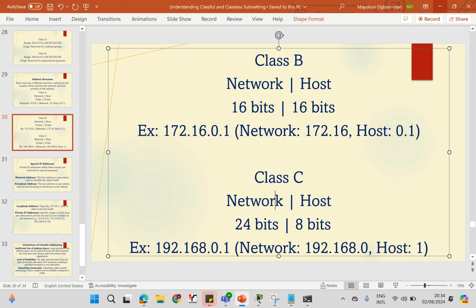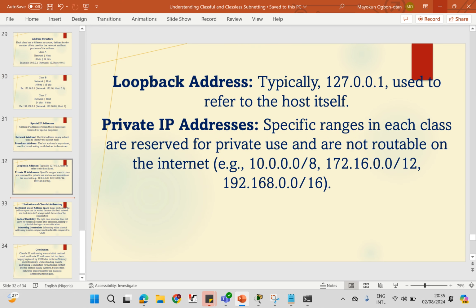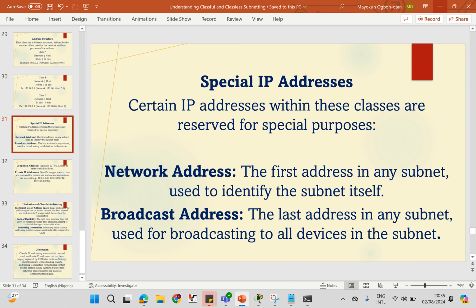Class C, network and host. The network is 24 bits, the host is 8 bits. 192.168.0.1, the network is 192.168.0 and the host is 1. So there are special IP addresses. What do we call special IP addresses? Certain IP addresses within these classes are reserved for special purposes.